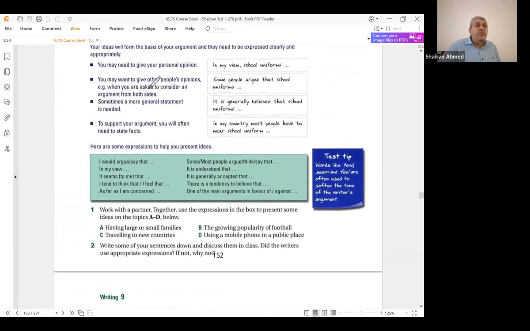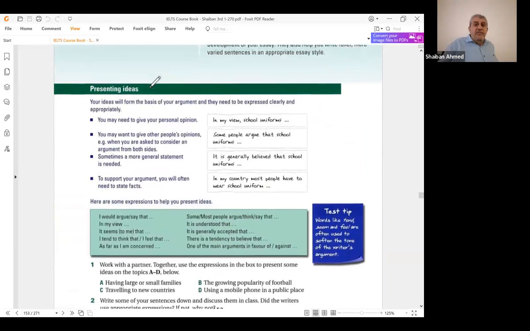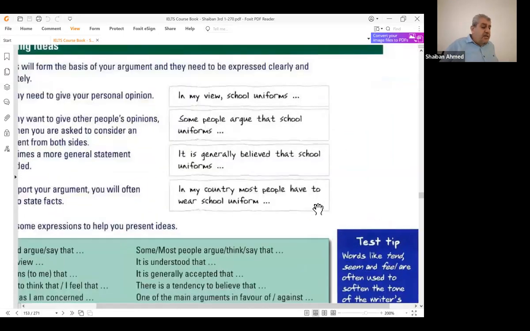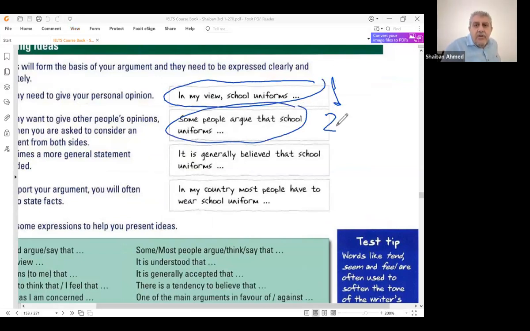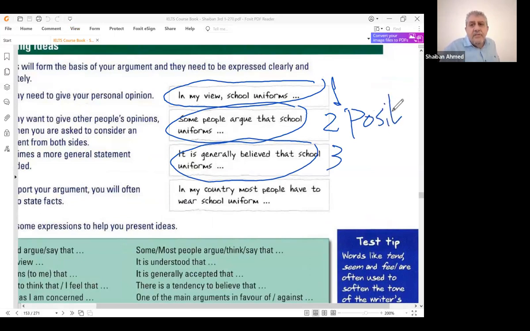Yesterday, we started a very, very important part of topic development. Revision for yesterday, we said in IELTS, there are 3 types of position or opinions.